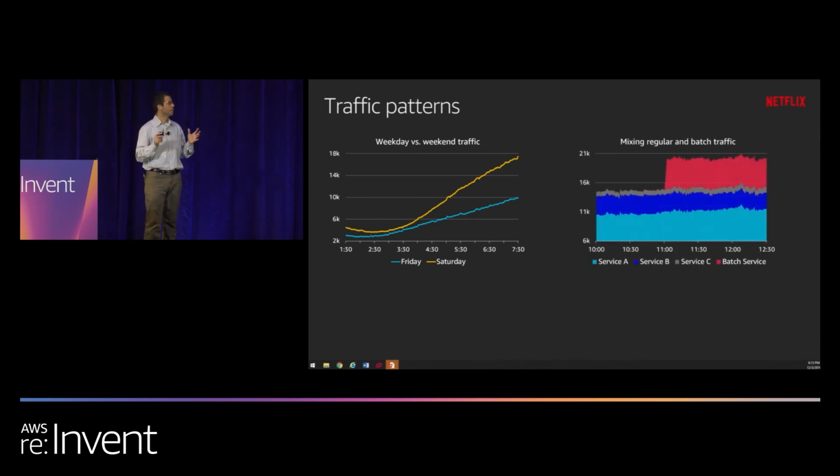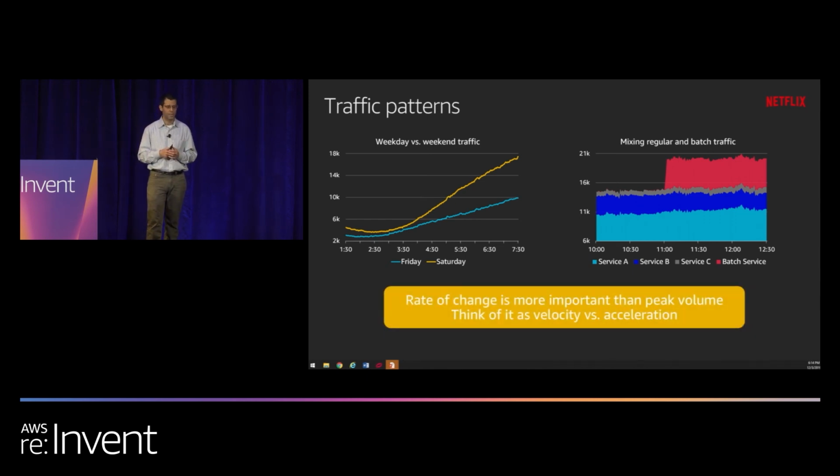Another example along the same lines is mixing regular and batch traffic. This anti-pattern could bring you some trouble. In this example, we see that the batch service kicks in and starts sending over 30% more traffic to one of our ASGs. And it happens over the span of maybe a couple of minutes. So that puts a pretty significant strain on auto-scaling. So better not mix regular and batch traffic.